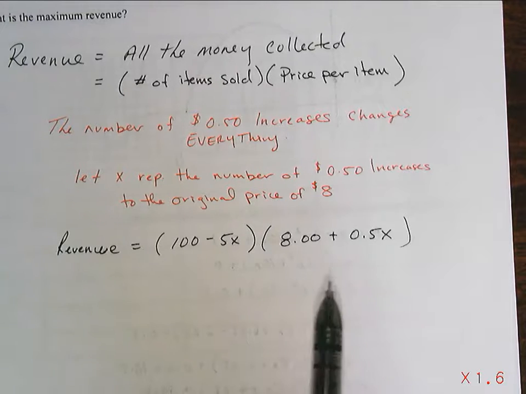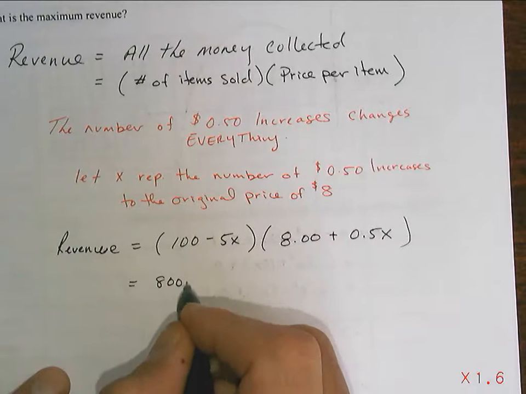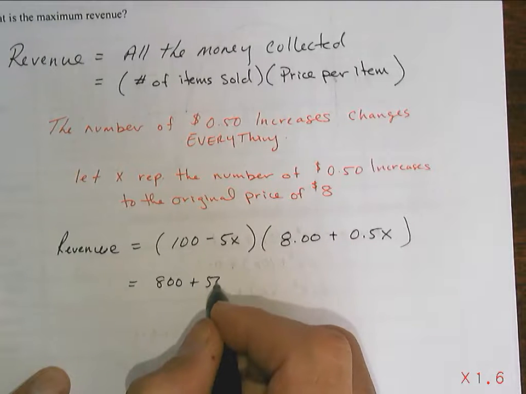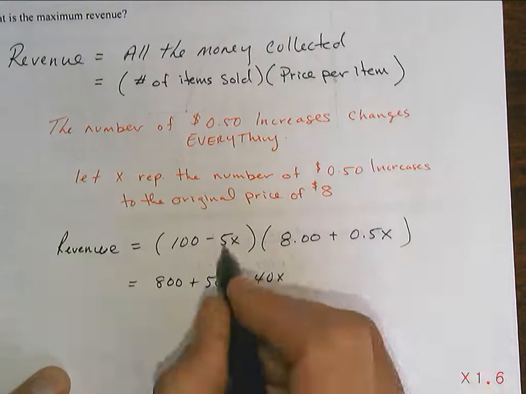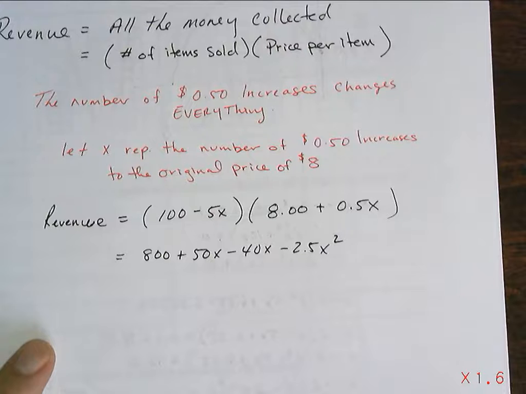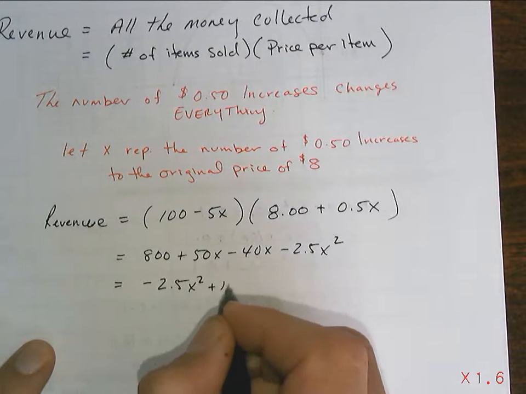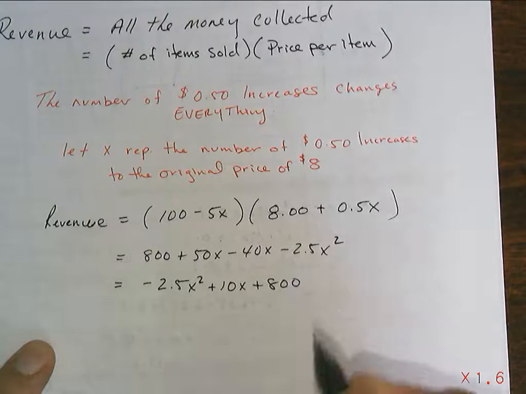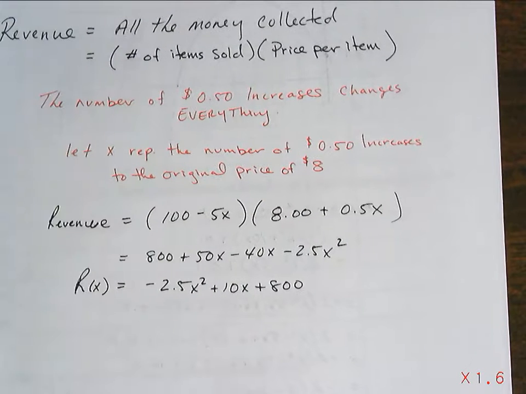So what we need to do is put it into standard form to start before we do anything. So in standard form, it's going to be 100 times 8, which is 800, 100 times 0.5, which is 50x, 5 times 8, which is negative 40x, and then 5 times 0.5, which is negative 2.5x squared. Let's put that in an order that we are more familiar with. And we have a lovely expression for the revenue in terms of the variable x, which instead of writing revenue, I'm going to show as R of x.